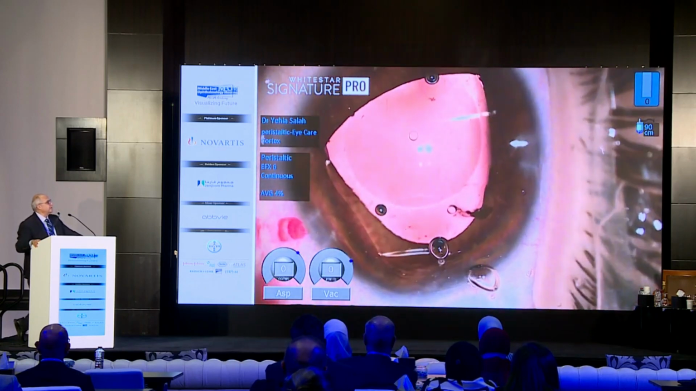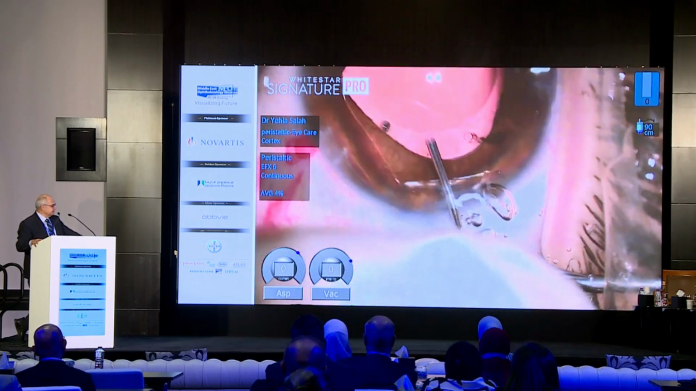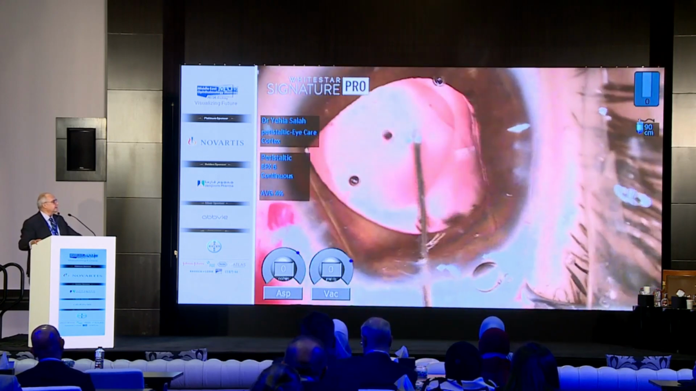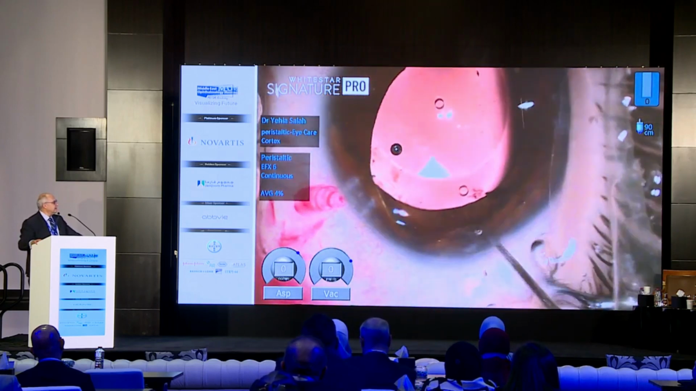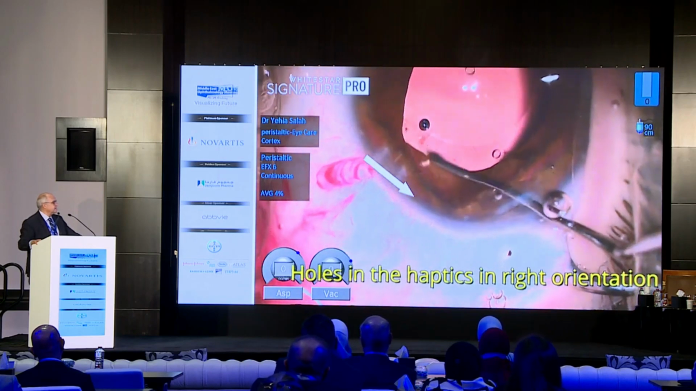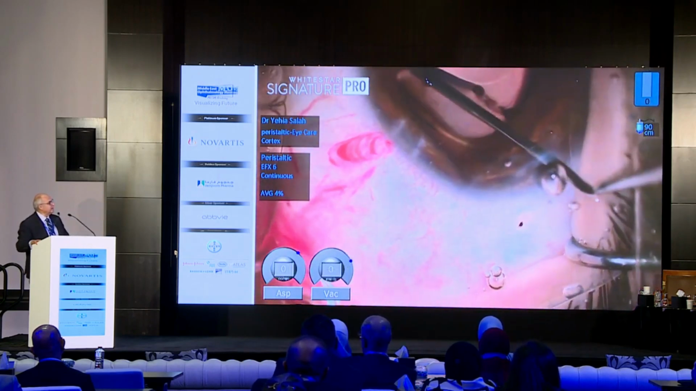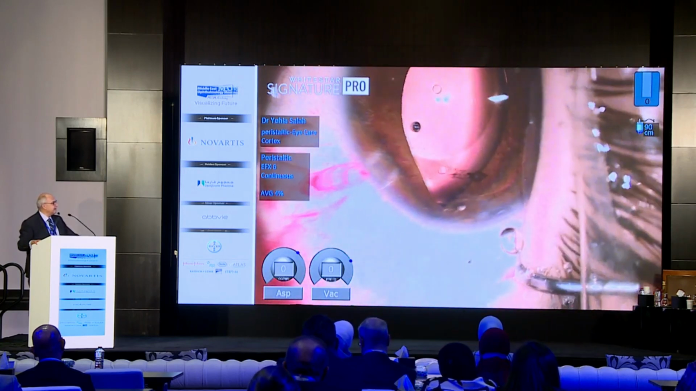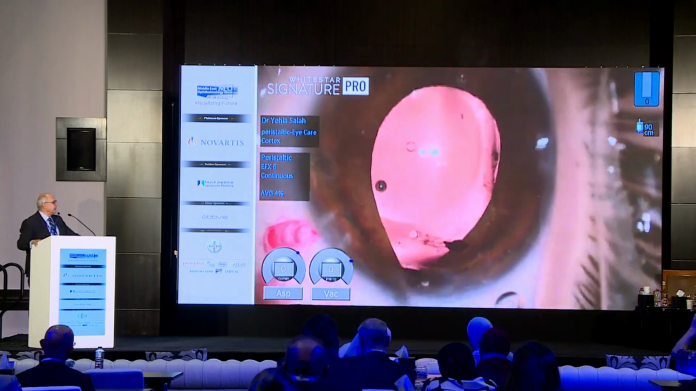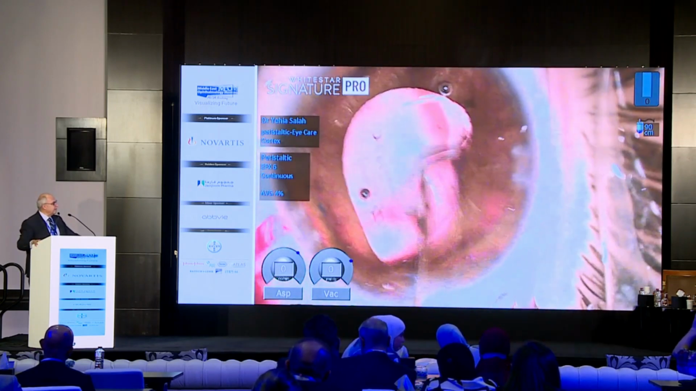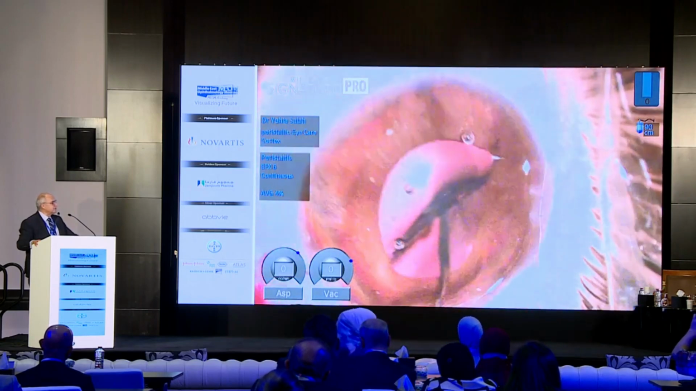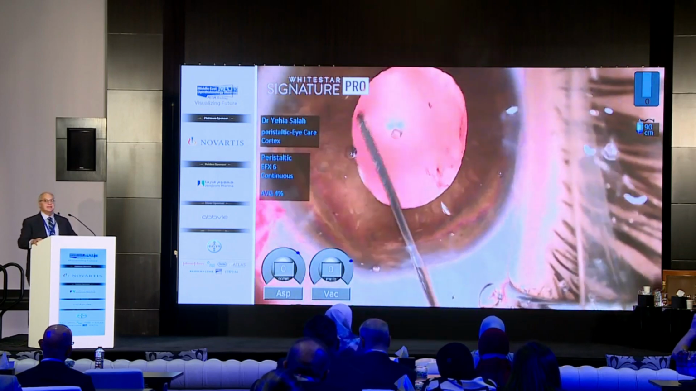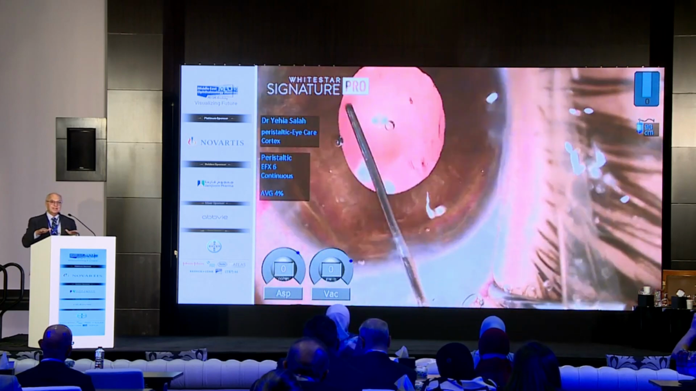Once it's flipped, now it is as if I'm doing it as a primary surgery. I'm getting the haptics. You see, this is the hole in the haptic in the right position. The trailing is on the left side and the leading on the right side. And you flex the haptic behind the iris. Once the iris starts to constrict, this flexion is not easy, but again, you have to be careful. Once this is done, you make sure that the lens is properly centered.